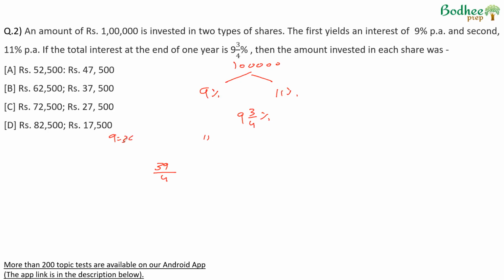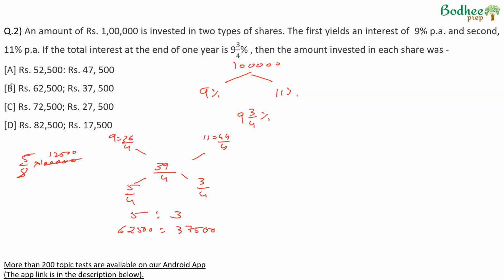9 can be written as 36/4. 11 can be written as 44/4. So if we subtract, we get 3/4 here and we get 5/4 here. So the principal has to be split in the ratio 5:3. Then the amount invested in each share was. Now 5:3, so 5/8 of 1 lakh will be 62500, and this will be 37500. 1 lakh minus 62,500 is 37,500. Simple alligation to get the answer.